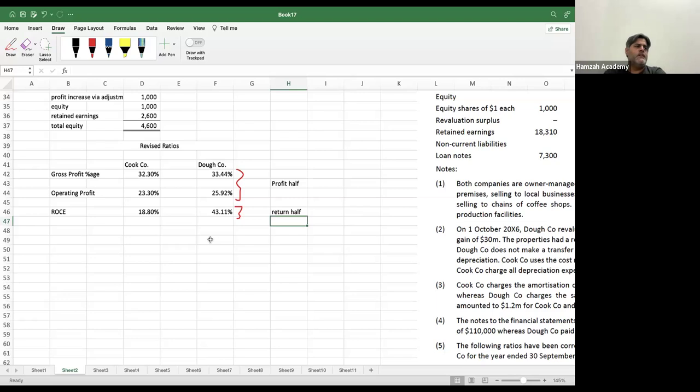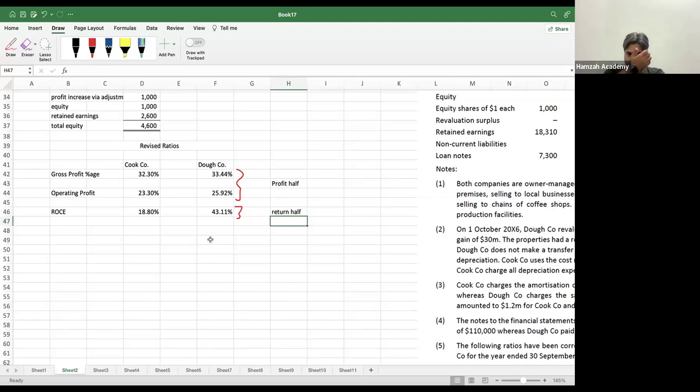Now, obviously, without having the information regarding the market value of the Cook Company's properties, it's just difficult to assess which company is better to buy and which company is going to cost more to buy.